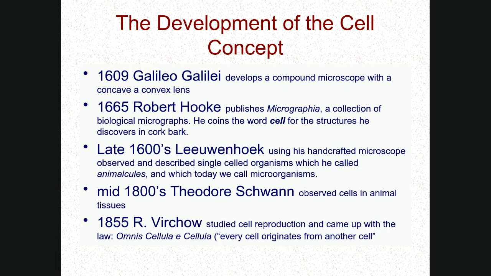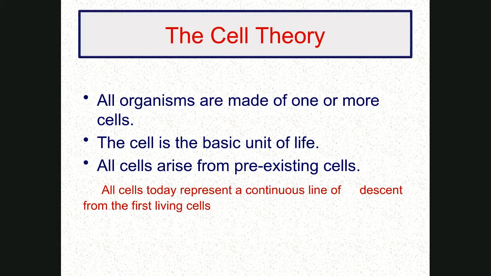Mid-1800s, Schwann observed, he's the first one that observed animal cells. And Virchow is the first one that concluded that the reproduction of a cell came from a pre-existing cell. So coming all this together, we come up with the cell theory. The cell theory stated that all organisms are made from one or more cells. The cell is the basic unit of structure and function, the basic unit of life, and all cells arise from pre-existing cells.